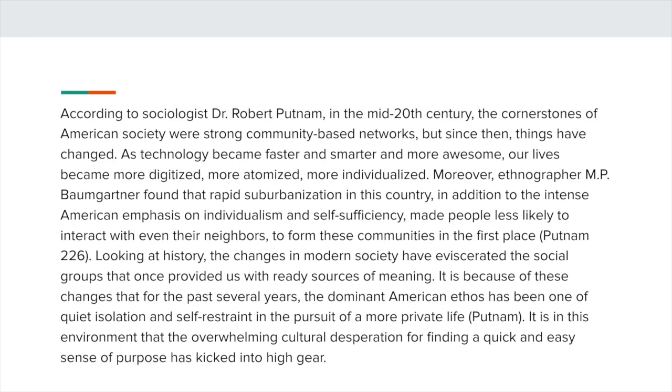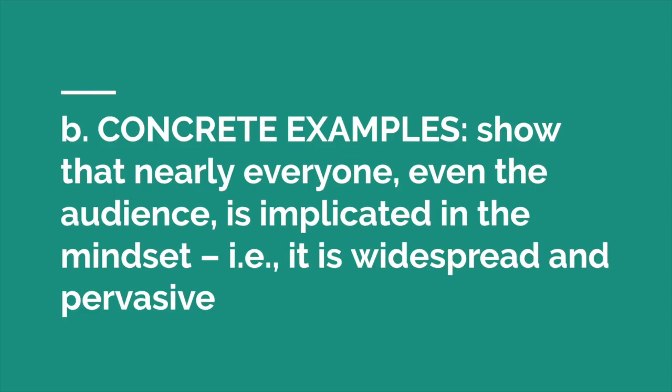So those are all different examples, and there's many more, but hopefully you're getting the flavor for the types of explanations you can provide for why your problem mindset developed. The next thing you need to do is to provide concrete examples of the way that your problem mindset is actually pervasive and widespread within society.